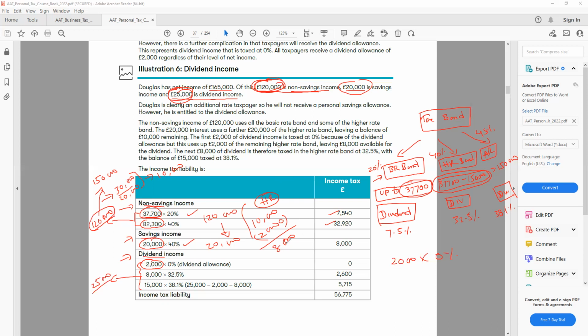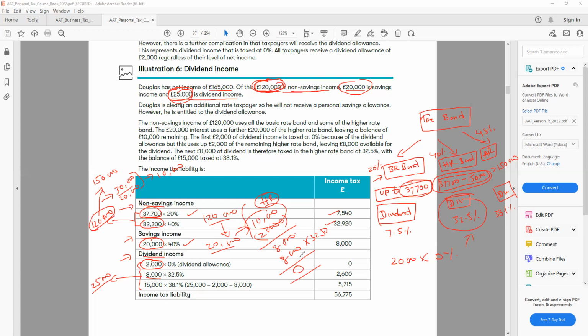So this 8,000 at the higher rate for the dividend, if you remember, our dividend rate for the higher is 32.5%. So we said 8,000 at 32.5%. So 8,000 we take at the 32.5. So my higher rate is finished now. So no more higher rate left. This 10,000 was left because 120 plus 20 is 140. 10,000 was left up to 150,000, which is the higher rate. So my higher rate is now done.